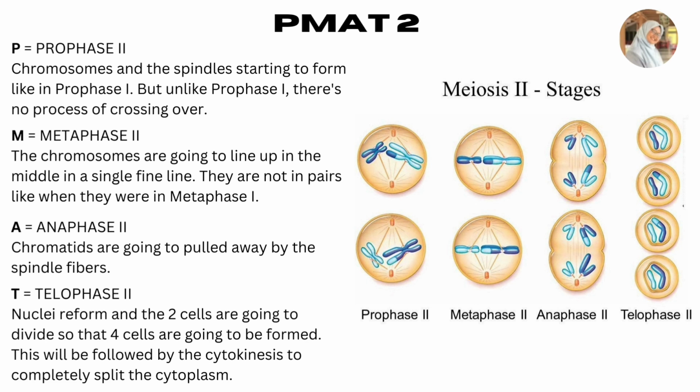Third, in anaphase 2, the chromatids are pulled away by the spindle fibers, and the last stage is telophase 2, where nuclei form and the two cells divide so that four cells form. This is followed by cytokinesis, which completely splits the cytoplasm. As you can see in the picture provided, it shows how meiosis 2 happens and what stages are included in this process.